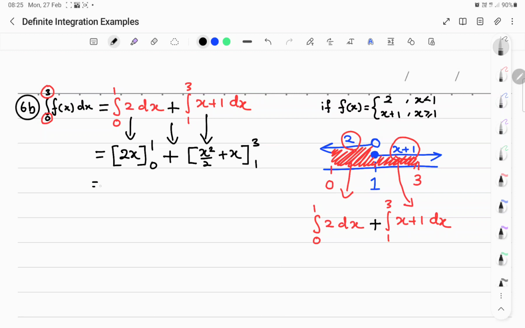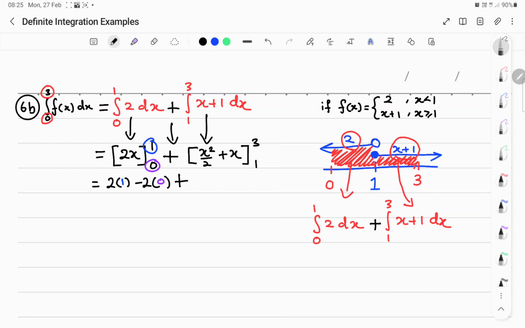Now for this one, what to do? Just replace all the x's here with an empty bracket. So 2 empty bracket minus 2 empty bracket. And then we have 1 as the upper limit and 0 as the lower limit over here. So that's for the first one over here.